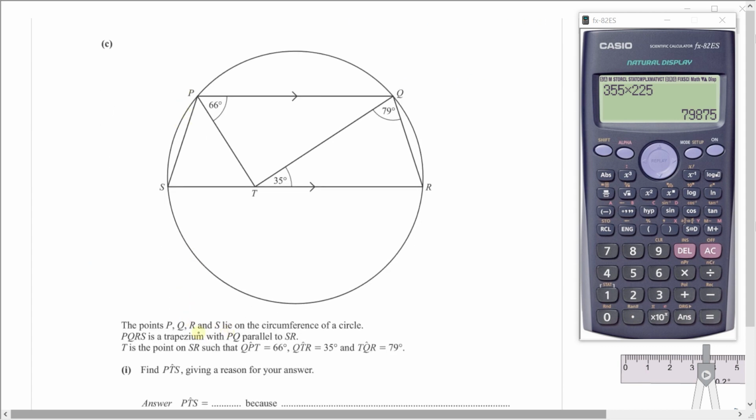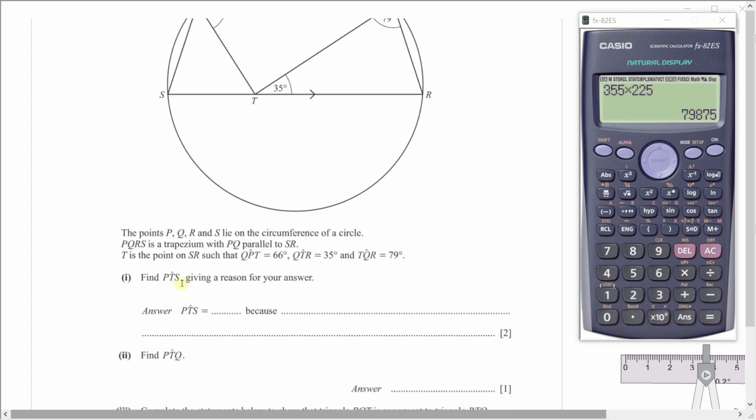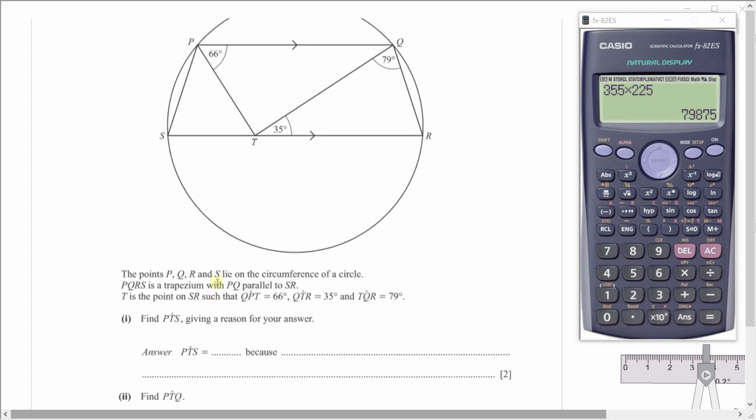So part C is PQRS lie on the circumference of this circle. PQRS is a trapezium. So these lines PQ and RS or SR are parallel. T is the point on SR such that this angle is 66, this is 35, this is 79. The first part is find angle PTS giving a reason for your answer.